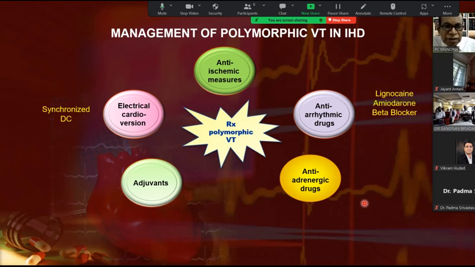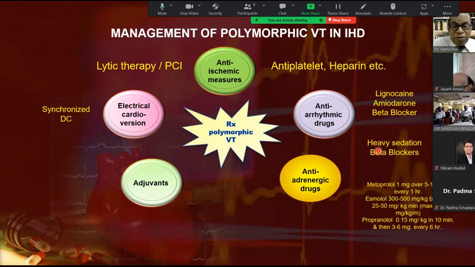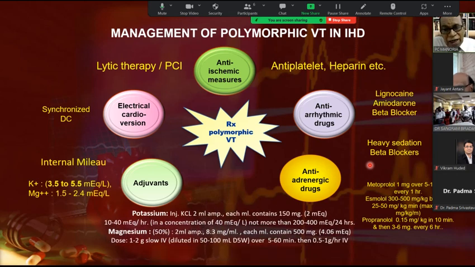The second step is you must open the artery. Ischemia is a very important determinant of this polymorphic VT, so either by lytic, PCI, whatever is feasible, antiplatelet and anticoagulant. In terms of drug treatment, you can use amiodarone, lignocaine, or beta blocker, and there is always increased sympathetic activity which contributes to this. So always we use beta blockers, metoprolol, or esmolol or propranolol, or whatever you are familiar with. And internal milieu is very important: hypokalemia, hypomagnesemia. So the treatment of polymorphic VT which occurs in the early phase of AMI is multifaceted, and you have to target all these factors.